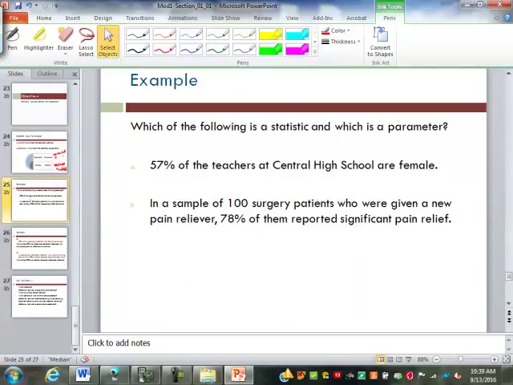Which of the following is a statistic and which is a parameter? 57% of teachers at Central High School are female. Well, are they saying 57% of teachers surveyed or teachers polled or anything like that? No, they're saying 57% of all teachers at Central High are female. So that is a parameter.